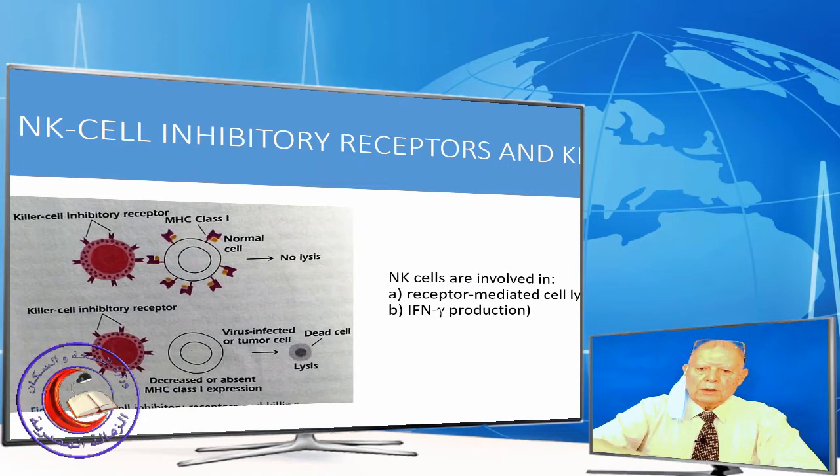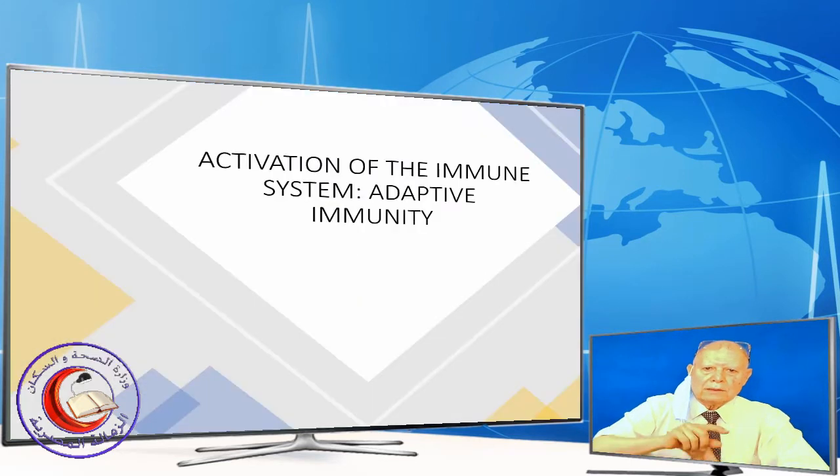This is an illustration of how natural killer cells are involved in receptor-mediated cell lysis. The top figure shows a natural killer cell which does not attack a normal cell expressing major histocompatibility complex class 1 molecules. In the example below, the cells lack these self markers and are attacked by the natural killer cells, causing cell death through lysis.